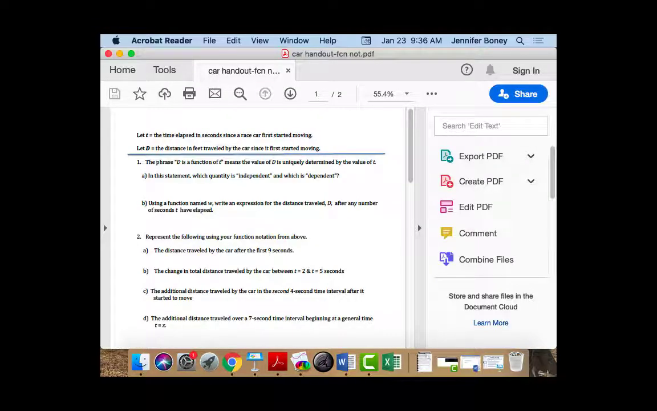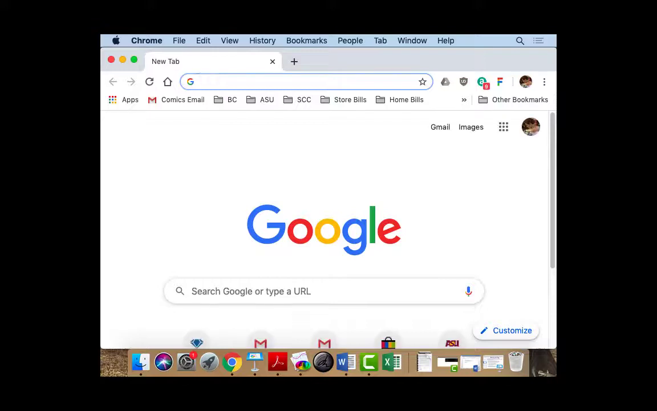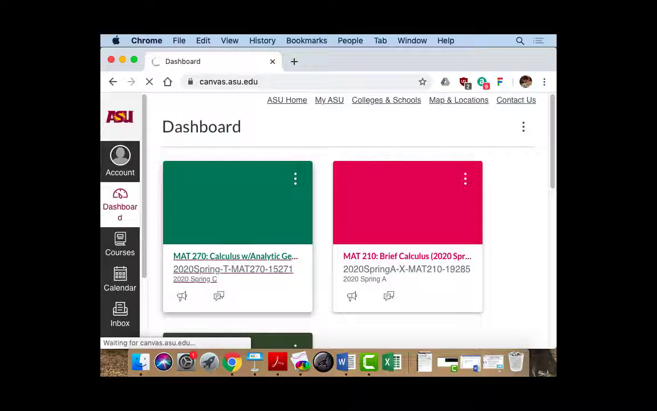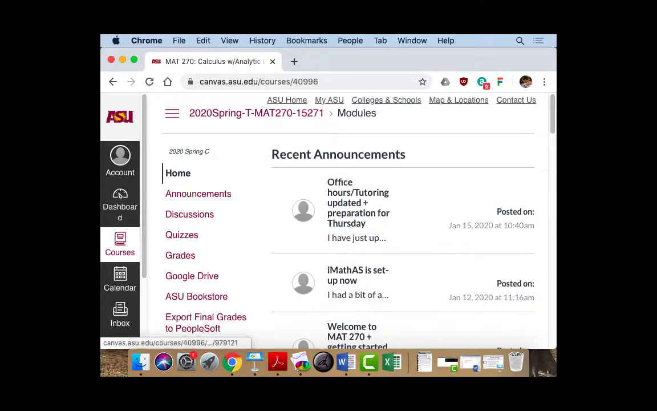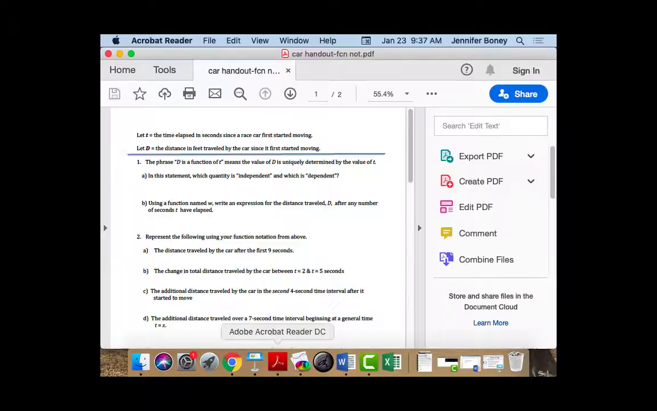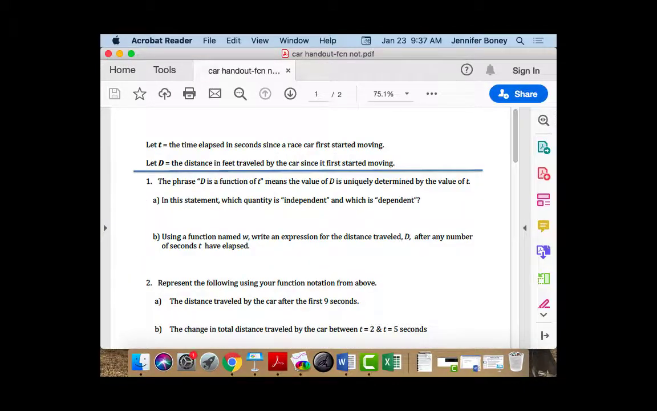But if you looked at Canvas, I put another document on there today. Let me just open this up real quick. There's lots of them on there. It says car and sync. So the car was the function notation stuff we did last time. The sync is something I want to show you now. I just combined them into a document, thinking about constant rate of change in a couple of different examples. So with constant rate of change and function notation all together, let me make this bigger.